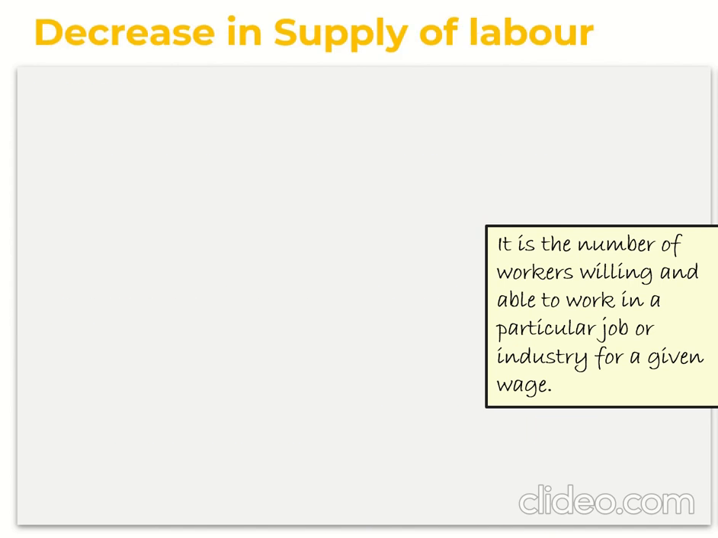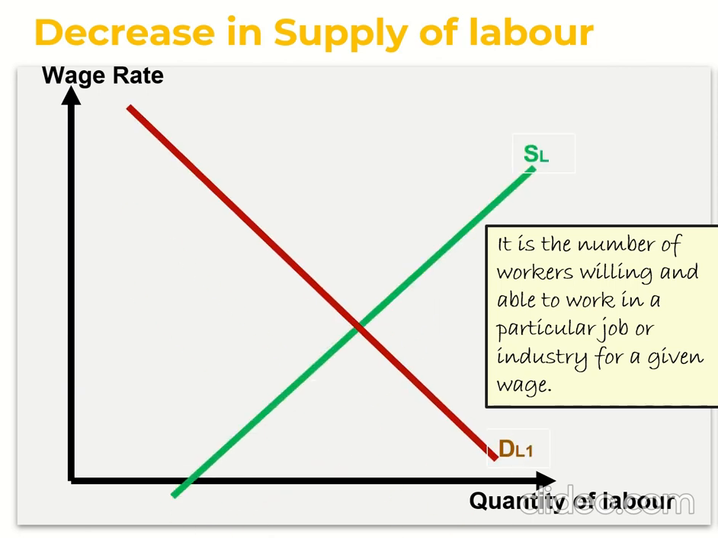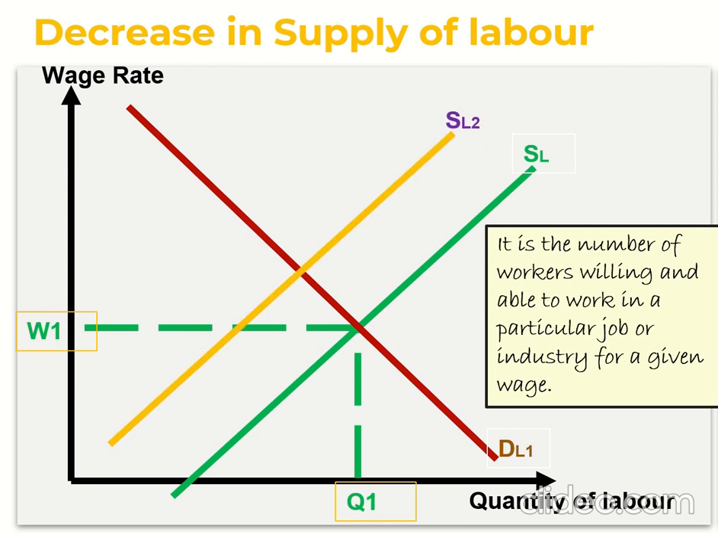Moving to the next, a decrease in supply of labor. Mark the axis, wage rate and quantity of labor. Let's mark the demand curve, DL1, and the supply of labor, SL. Mark the equilibrium as W1, Q1. Now in this case, there is a decrease in supply of labor, therefore it shifts towards the left side. Now you can obtain the new equilibrium point as W2 and Q2.